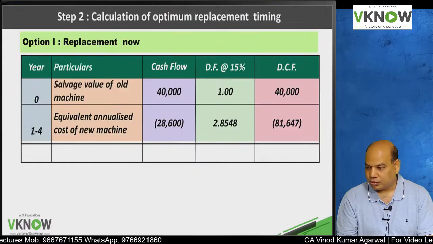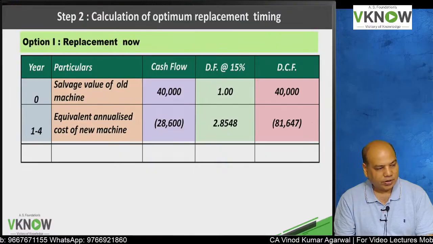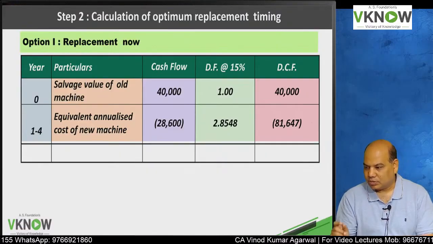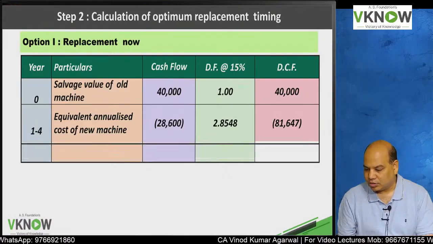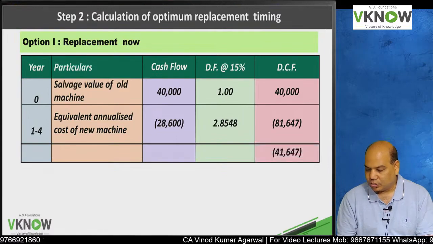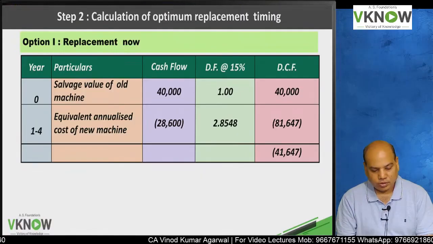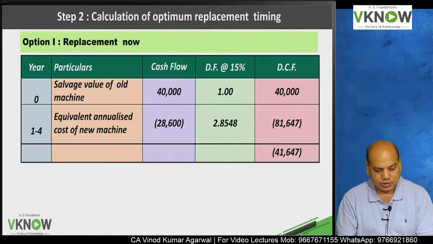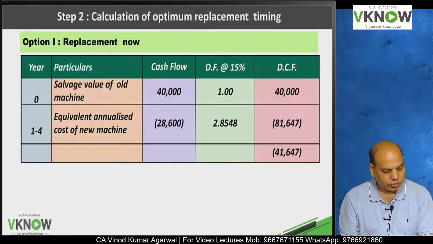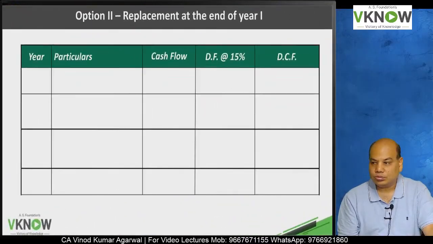The factor we have to compute is 2.8548. Just check, is it right? 2.8548 multiplied gives 81,647. Very good. Therefore your present value is 41,647.